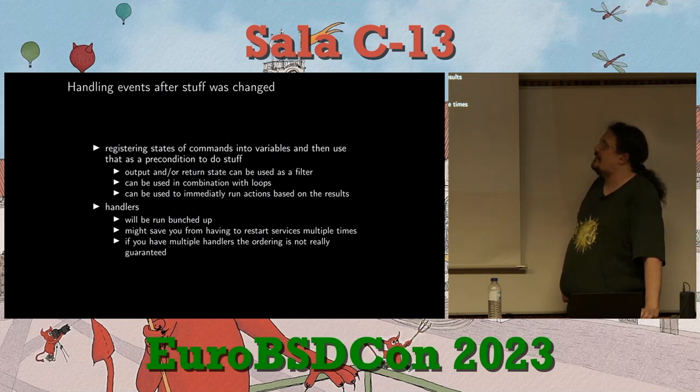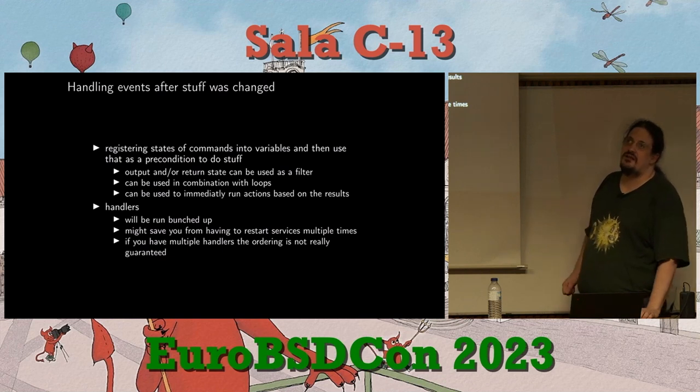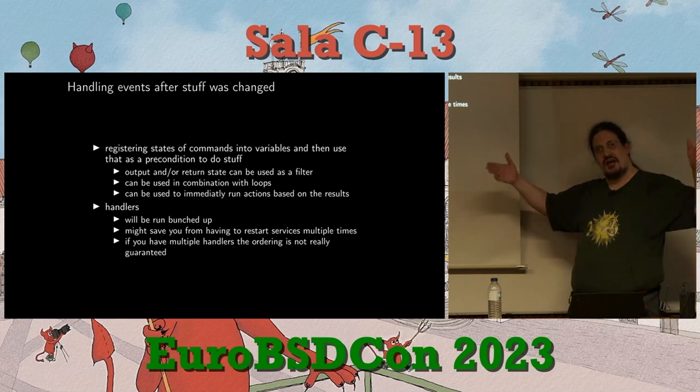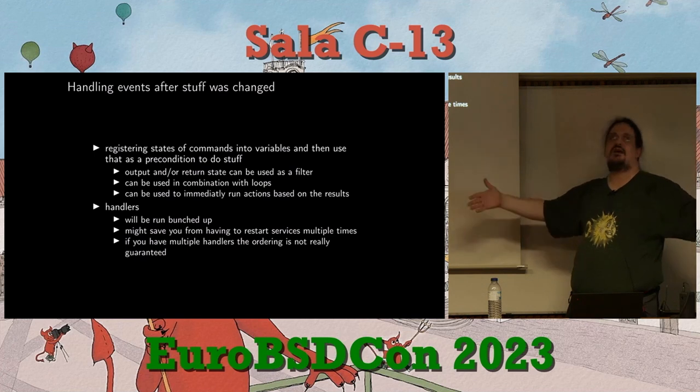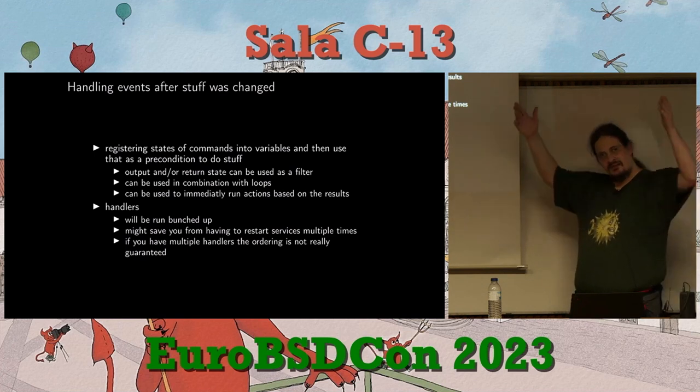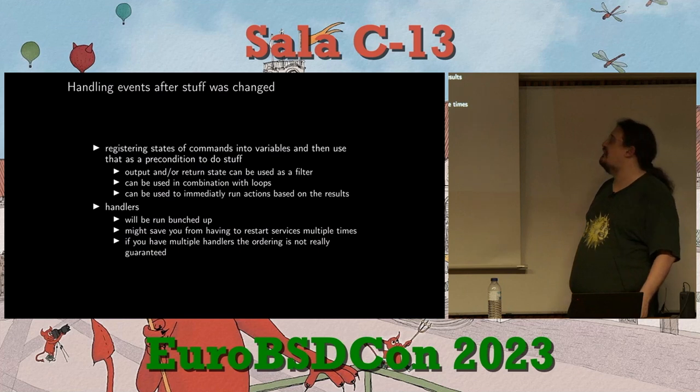So you can register something, and then it will put the output of whatever happened in the step into an array, and then you have an array that you can deal with.